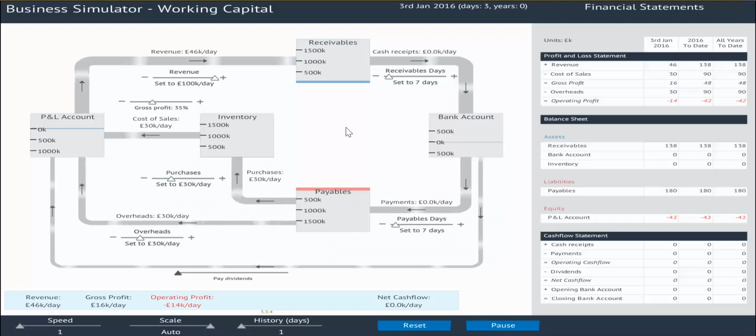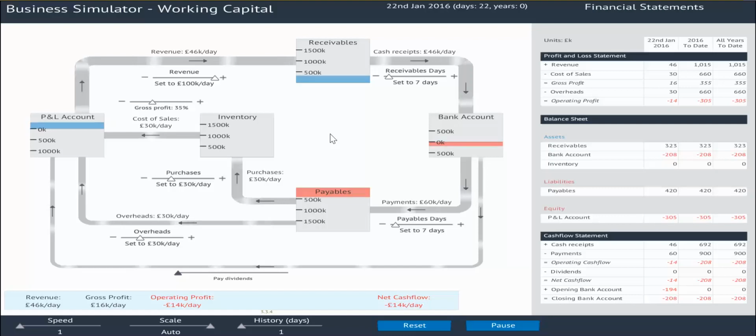So if we click start, we notice revenue is only 46,000 despite the fact we've set it to 100, which means that gross profit is 16,000, so our gross profit margin is 35%, and we're losing money, £14,000 per day. So something's clearly not quite right. And what we can see is that purchases, if we're only buying £30,000 of product each day off our suppliers, then we can only sell £30,000. So purchases is limiting the revenue.